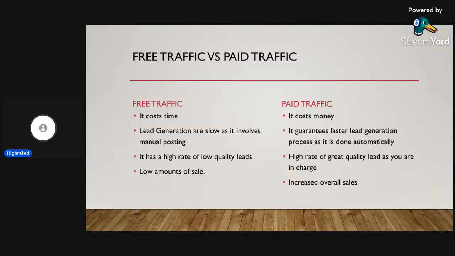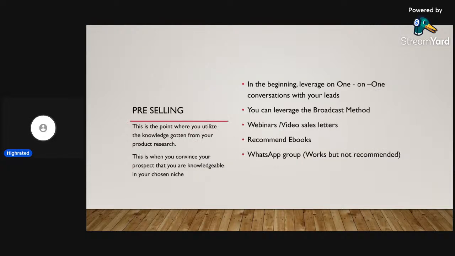And once you've set up your funnel, you already have your auto contact save, your auto responder set up, and all of that, then you are good to go. You just keep finding them in your funnel, like everything has been done for you. I will explain the process to you before this call ends. So now, as a result of paid traffic, you can get increased overall sales, right?